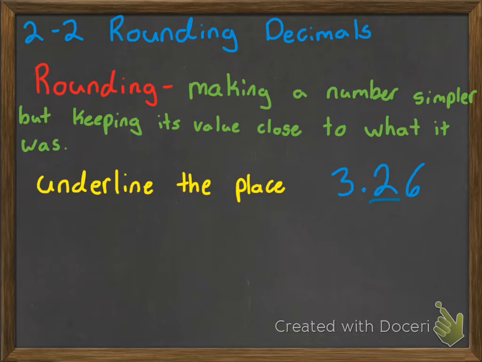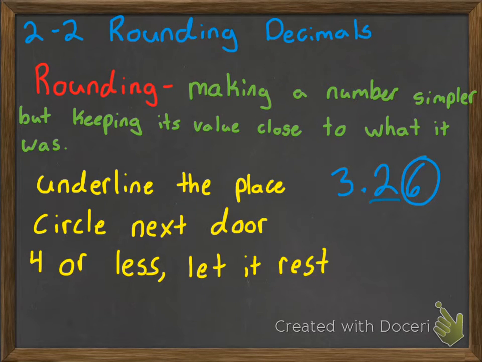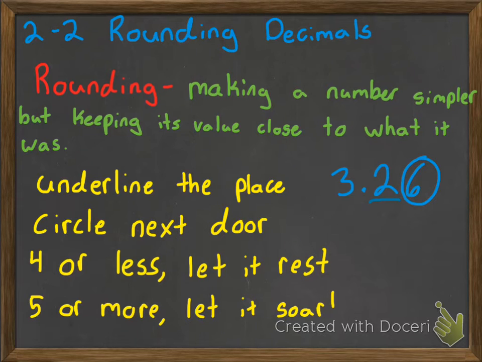The second step is circle next door. So next door to the tenths place is my hundredths place, or my 6. So I circle it. The saying goes, 4 or less, let it rest. Or 5 or more, let it soar. Like a bird. So, my 6.